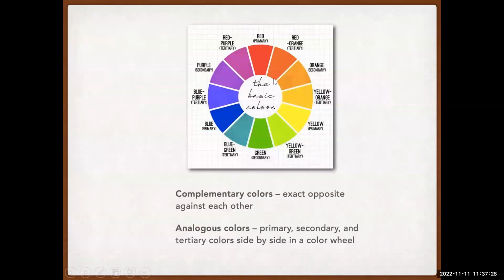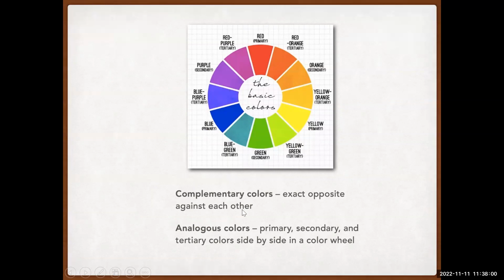Now, when we talk about the basic colors, we have here the primary colors such as red, yellow, and blue. The secondary are orange, green, and purple. The tertiary are red-orange, yellow-orange, yellow-green, blue-green, blue-purple, and then red-purple. So these are the basic colors in the color wheel.